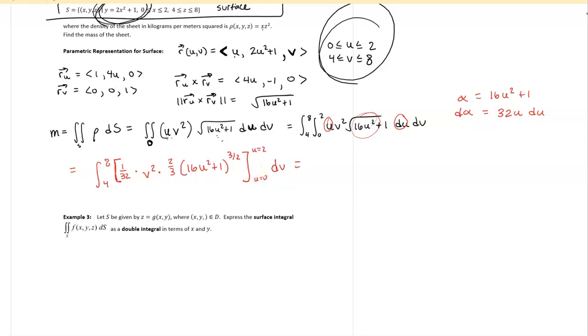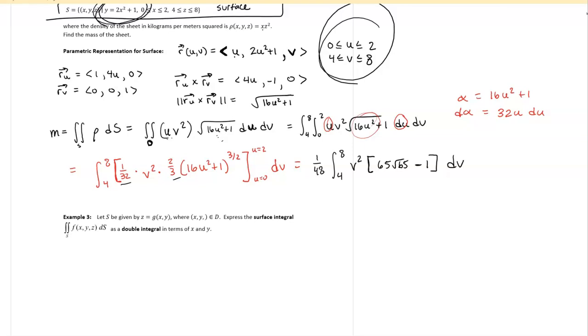All right, let's see. What does that give us when we plug in 2 for u? We can just take out the 1/48. That might make our lives easy if we bring those out to the front. Integral from 4 to 8 of v squared times, if we plug in 2 for u, that is 16 times 4. 64 plus 1 is 65. So 65 to the 3/2, aka 65 root 65. When we plug in 0, it's not 0, it's 1, so don't forget that we have to subtract 1 right there. So it's this integral dv now.